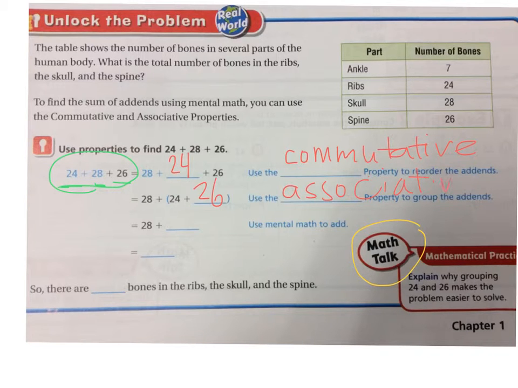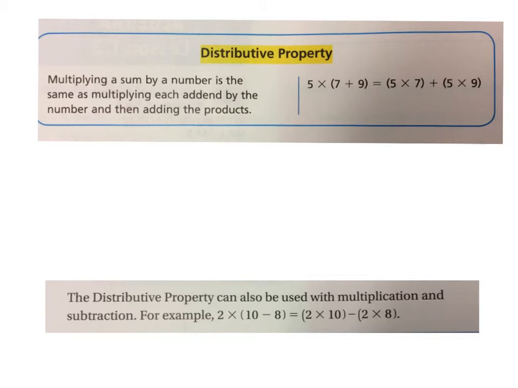Associative property. Okay? Why is it easier to group 24 and 26 before you add the 28? Why did we choose to do that? Because 6 plus 4 is 10, and 10 is easier. Yeah, we can make 10 really easily. So what's 24 plus 26 in your head? It's 50. And now can we really easily do 50 plus 28? Yeah. So how many bones are in your ribs, skull, and spine? 78. Terrific.